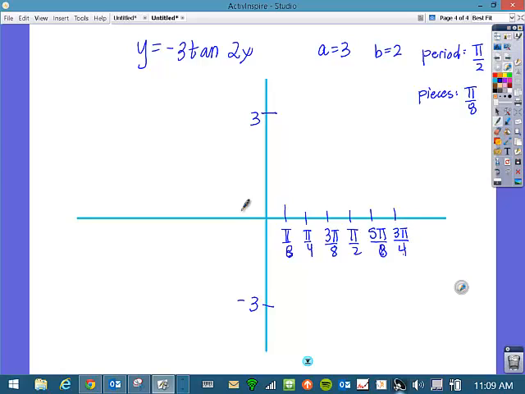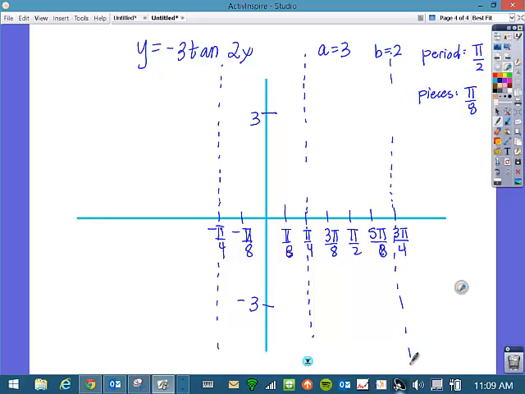You can go back this way. -pi over 8, -pi over 4. So for tangent, when you're setting up your asymptotes, one is going to be 2 chunks to the left and one will be 2 to the right. So your y-axis, if you're not shifting left to right, your y-axis gets split. So you're going to have 2 chunks to the left, 2 chunks to the right. So then our other asymptote would be at 3 pi over 4.